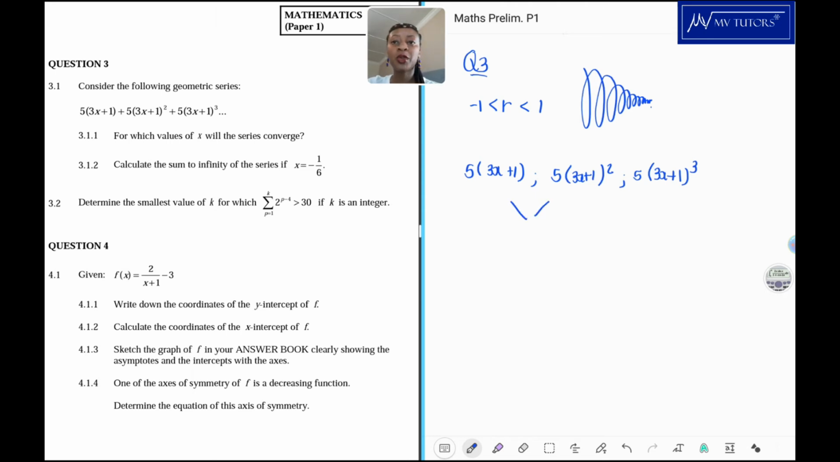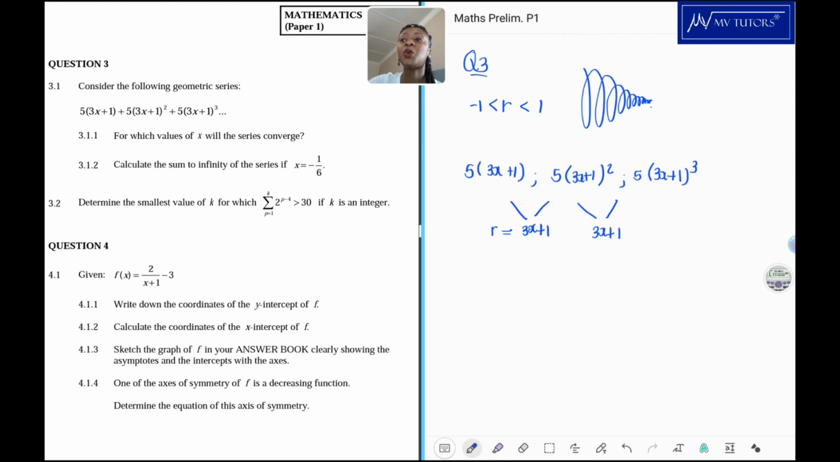For you to get the common ratio, you need to take the second term and divide it by the first term. And that will equal the third term divided by the second term. If we divide the second term by the first term, the 5's will cancel, one of these will cancel, and you're left with 3x plus 1. Again, if you take the third term and divide it by the second term, the 5's will cancel, and two of these 3x plus 1 will cancel, you'll be left with one of it. 3x plus 1. So that is your common ratio.